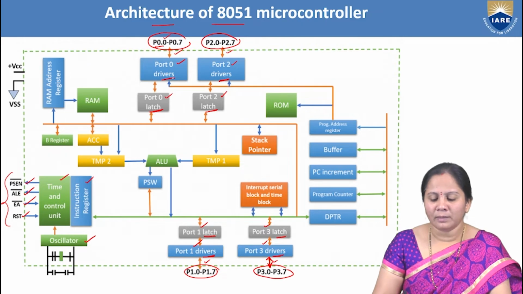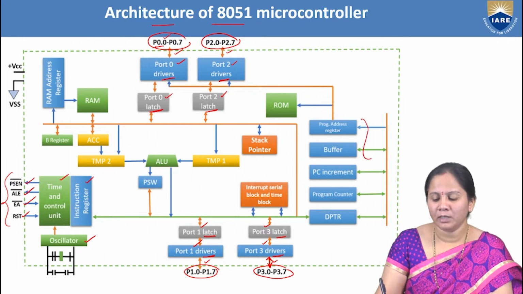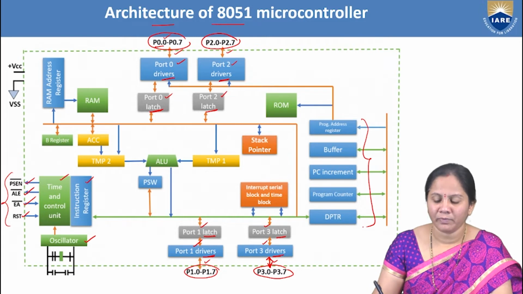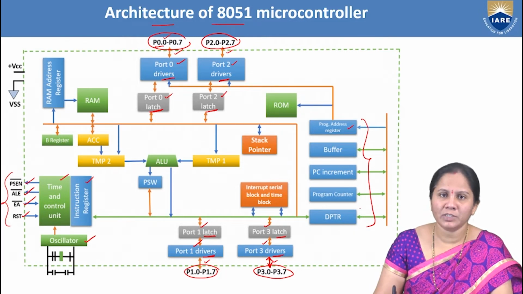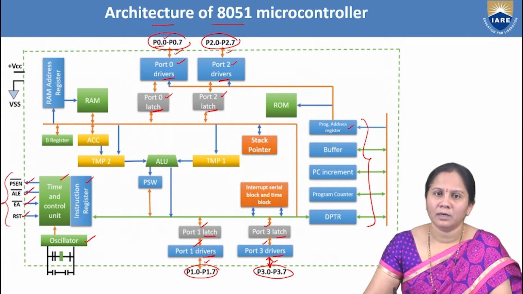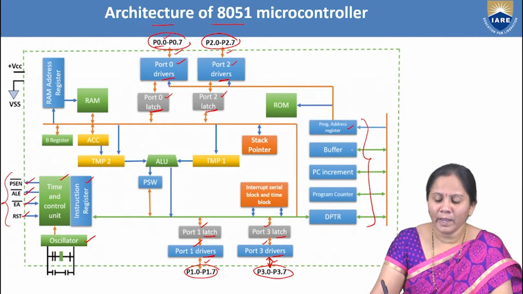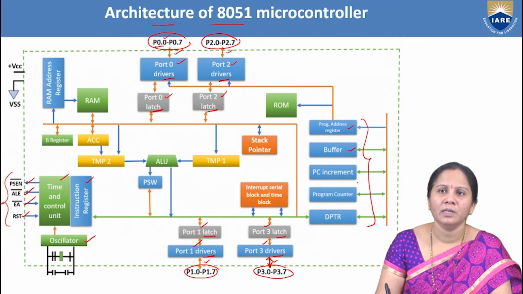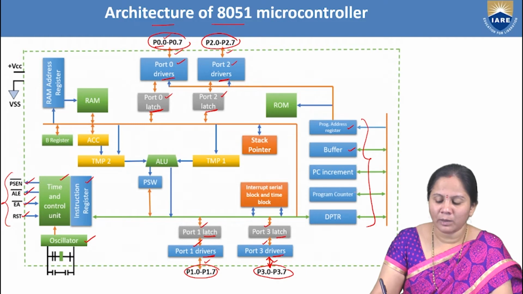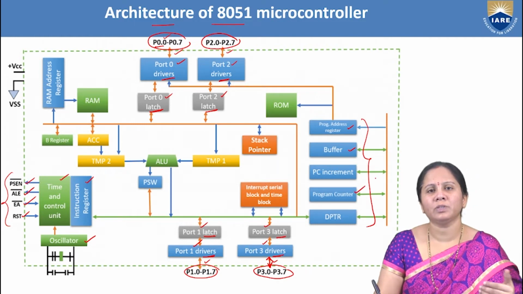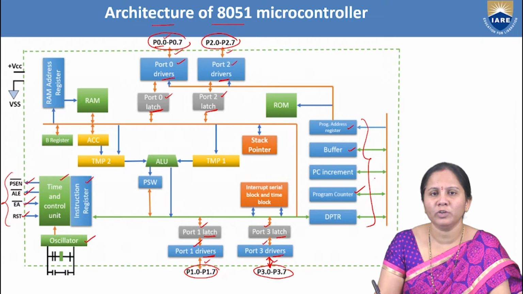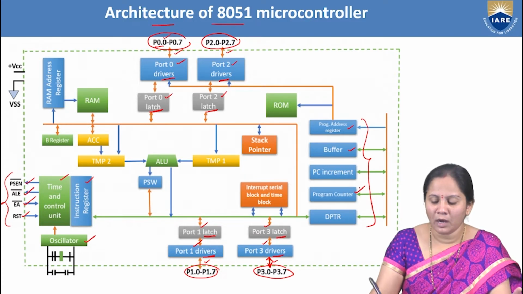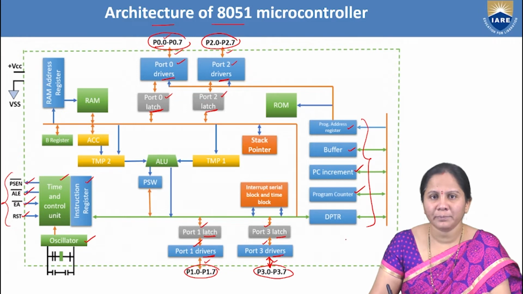So now here there are some registers. This is the program address register, which is used to store the address of the program. And this is a buffer, a simple register which is used to store the result. And this is the program counter, which is used to store the address of the next instruction that is going to be executed. After each instruction is executed, the program counter will be automatically incremented by 1. How? With the help of this PC increment.